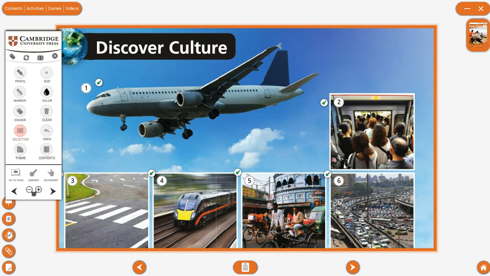Now I will ask the question about these pictures. Which of the forms of transport in these pictures is your favorite? Please write me your answer after this video. Now we can start.